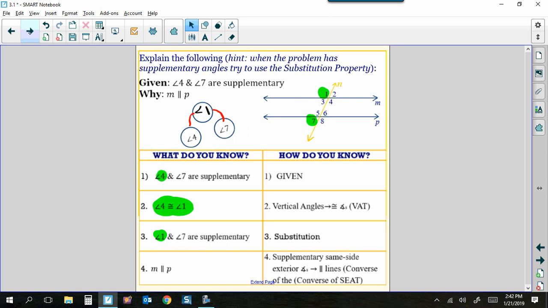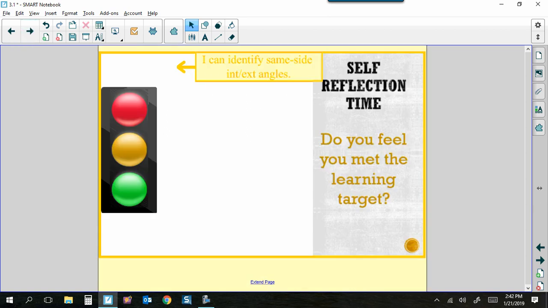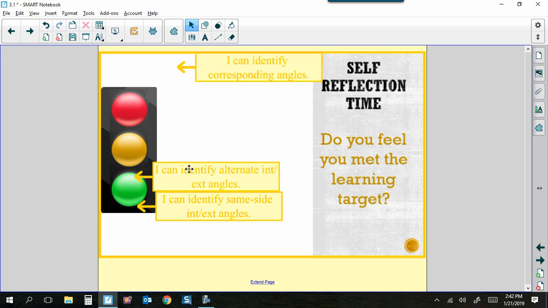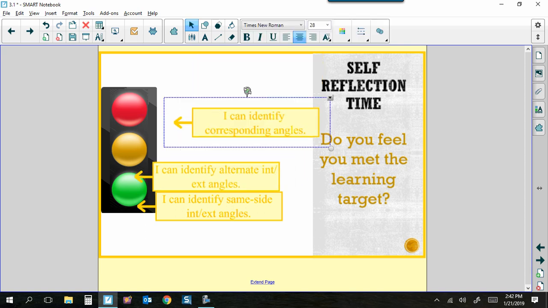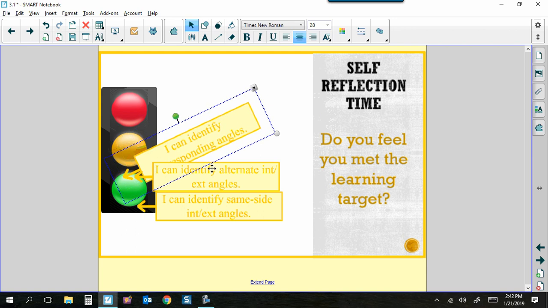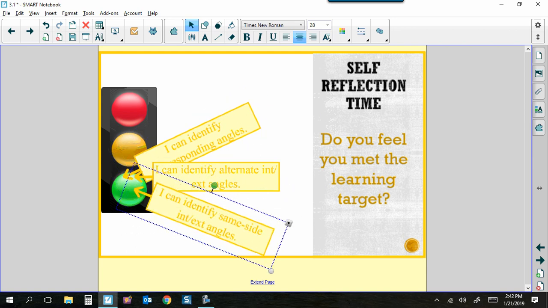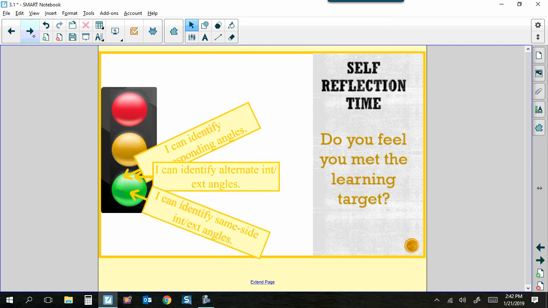So there you go. There is your lesson on parallel lines. Hopefully you guys feel good about same side interior exterior, alternate interior exterior, and lastly your corresponding angles that are in the same place of your clusters. That is the conclusion of 3-1.